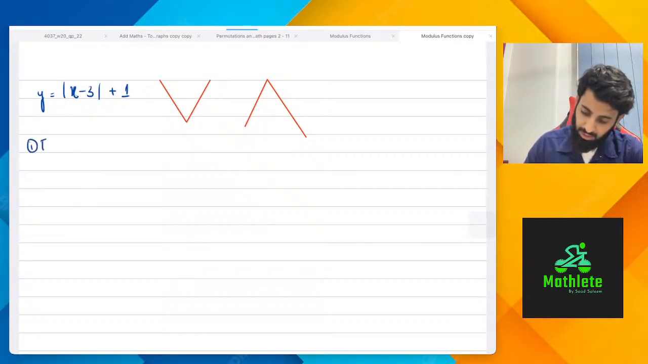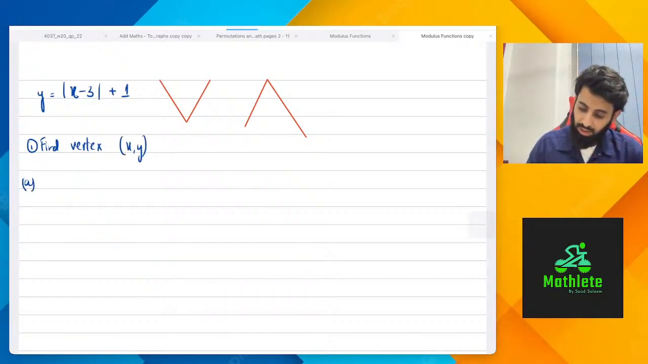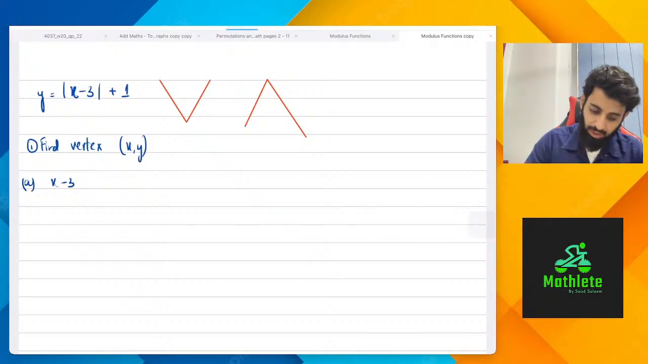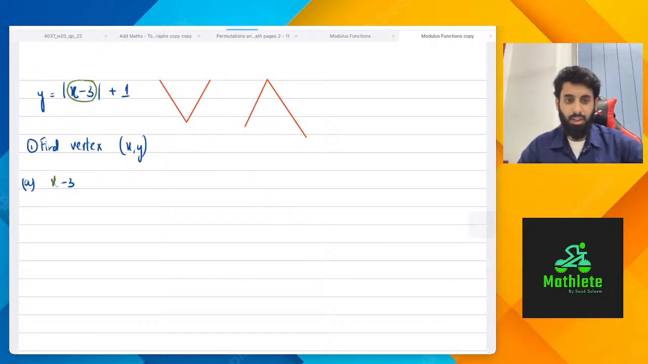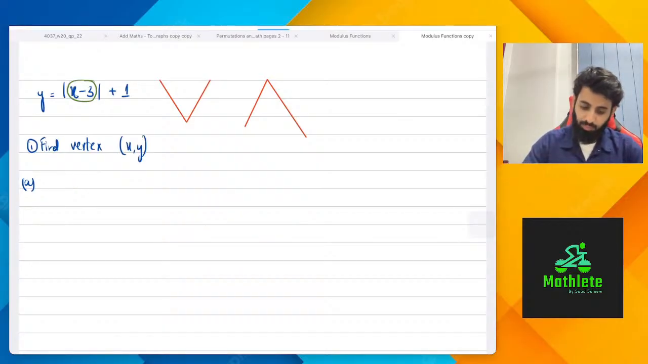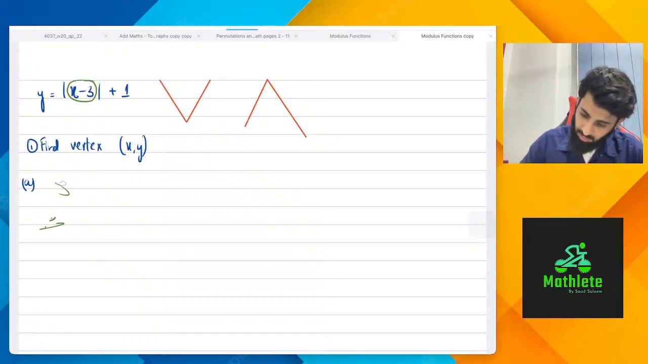So what are the steps? Step 1, part A: you find the vertex, x comma y. In part A, we find the x coordinate of the vertex. How? By taking whatever we have inside the absolute value, which is x minus 3, and setting it equal to 0. So x minus 3 is equal to 0, that means x is equal to 3.